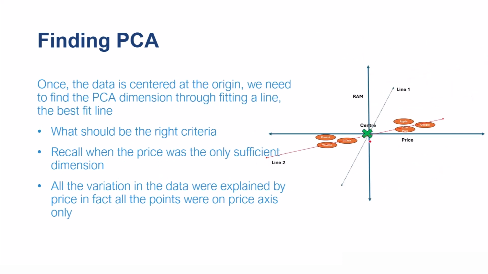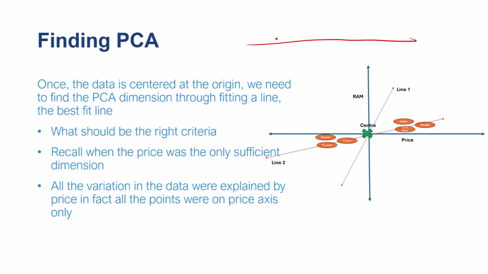Once the data is centered, we need to find the PCA by fitting a line. The question is, what should be the right criteria that decides which is the best fit line? Let us go back to the first argument where we said that if there is only one axis, let's say that is the price axis, which describes all the variation in data, all the points will appear like this. This suggests that one way to argue whether a PCA dimension captures or extracts all the variation in the data is how close it is to these points, which means the vertical distance between the point and the axis.